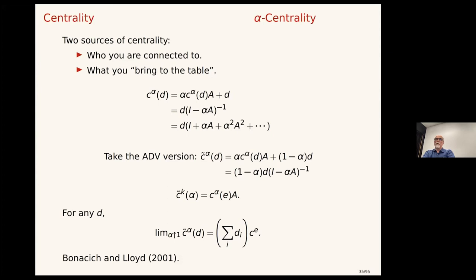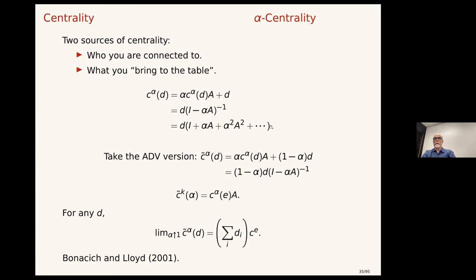And so the idea here is that everybody has some extrinsic external centrality, which is this vector d, and the centrality vector should satisfy the relation C_alpha(d) equals alpha times C_alpha(d) A plus d. That's this line here, okay? And if you solve this equation, you get that C_alpha(d) is equal to this, okay? And this, you might notice, is the Neumann expansion of the inverse of (I minus alpha A) inverse, okay?